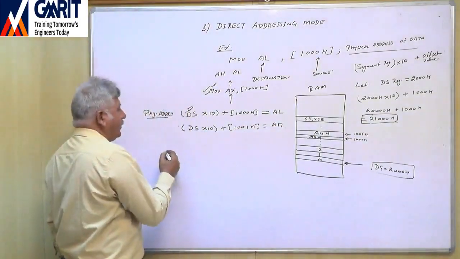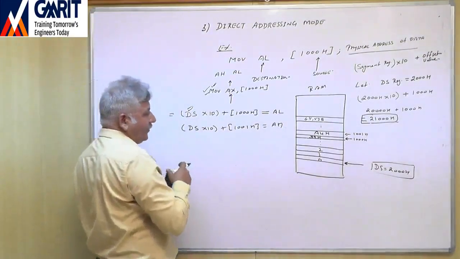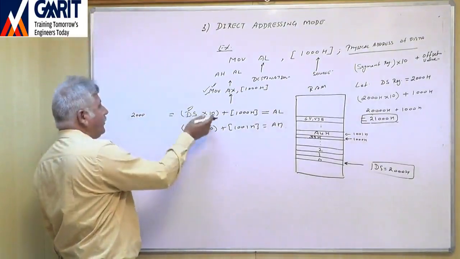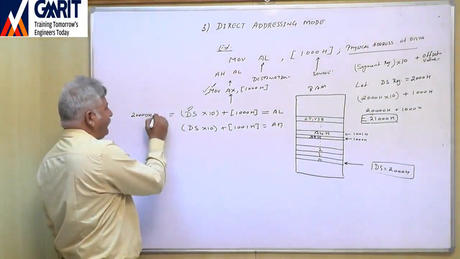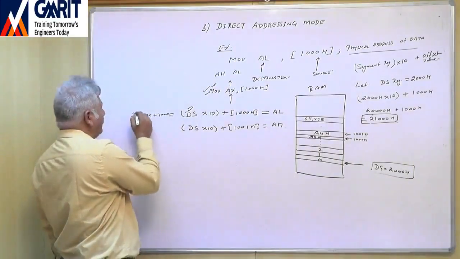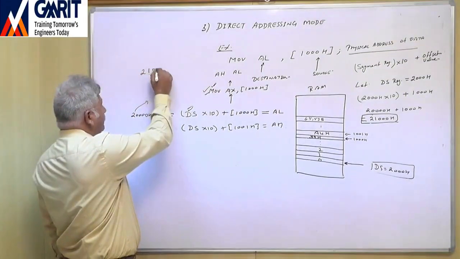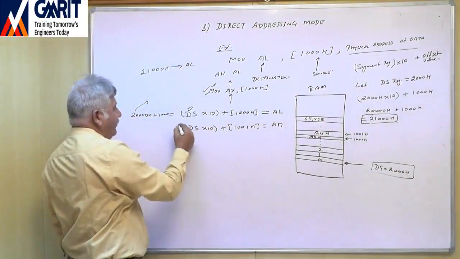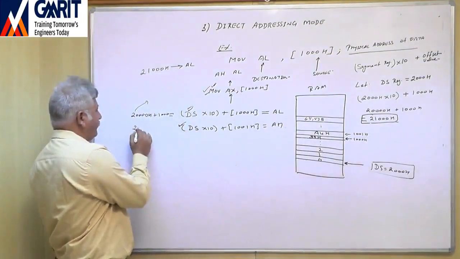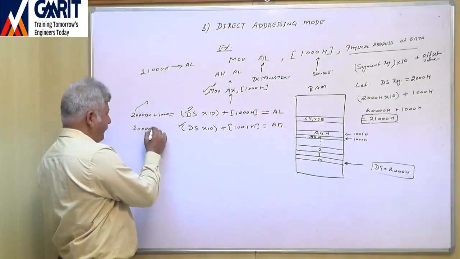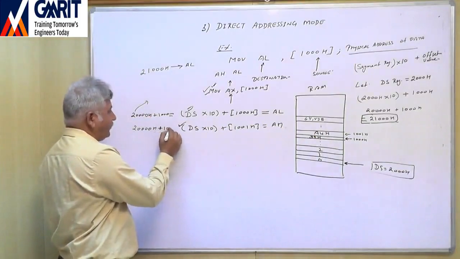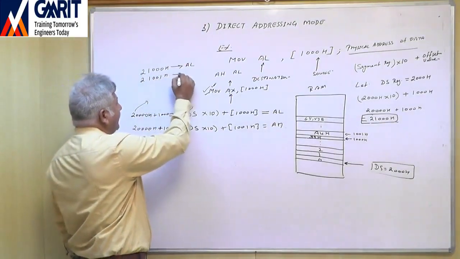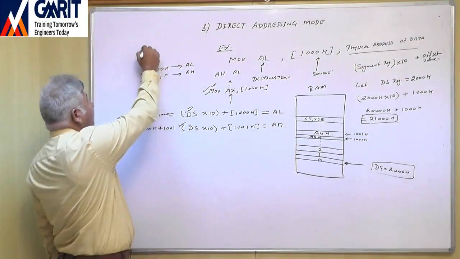So for this first case, the physical address is DS, and we have assumed that DS is 2000H. So we have 2000 multiplied by 10, which means you just add a 0, plus this offset 1000. This will give you 21000H, so from here data will be moved into AL. And again DS is the same, 2000 into 10, plus this offset 1001. So this will be 21001H. From this physical address data will be moved into AH. So these are the physical addresses.